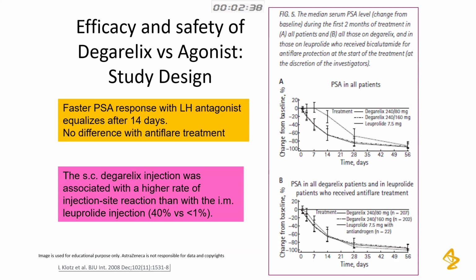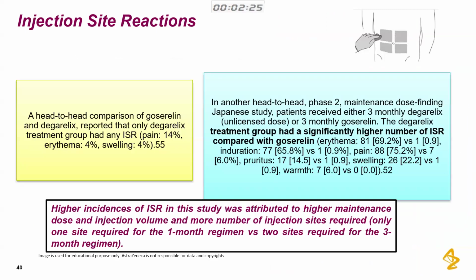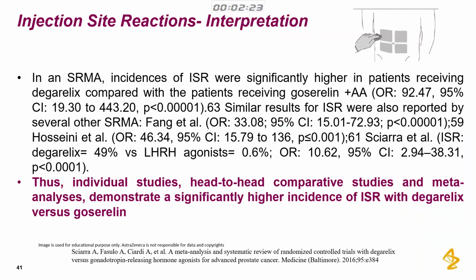And also the faster PSA response with LH antagonists has been seen. And the injection site reaction, as I was told previously, is much less with goserelin compared to degarelix. And one more point is the cardiovascular safety.